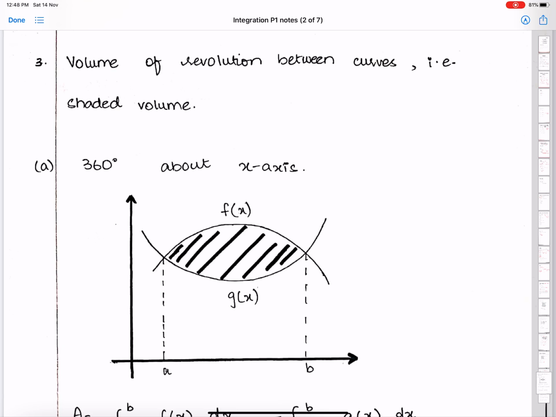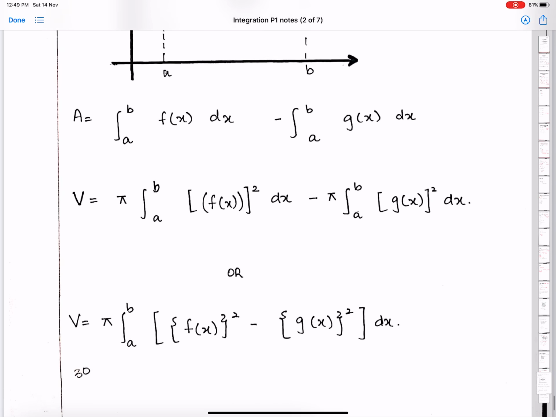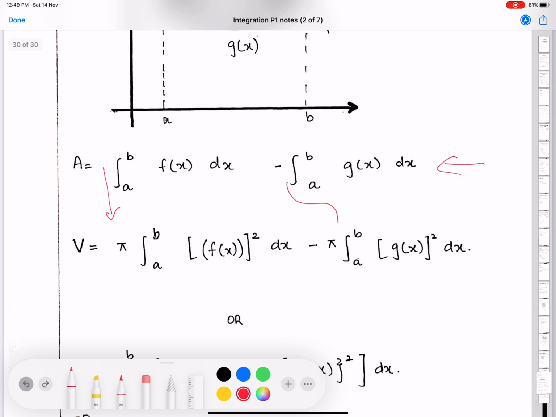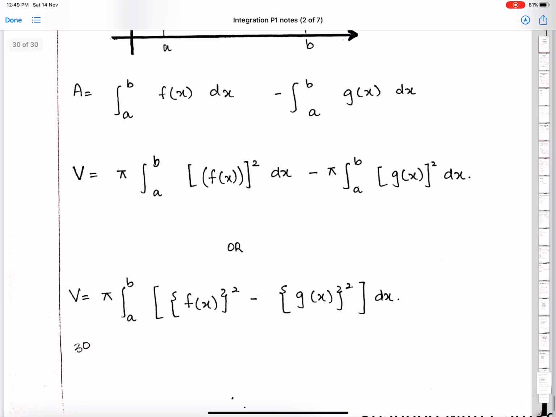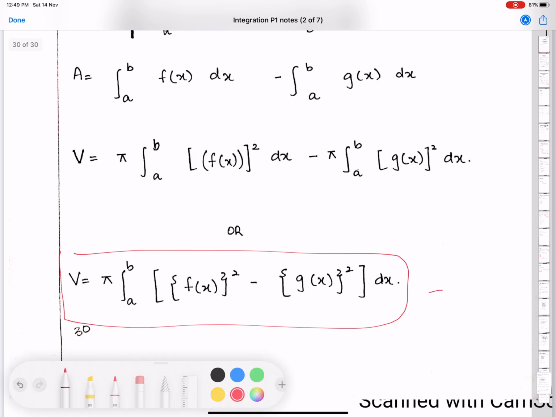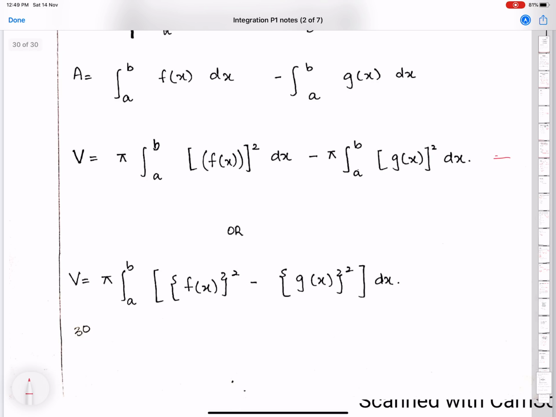Volume of revolution between two curves is very simple: upper curve minus lower curve. So this is the area formula. For volume, you just need to add pi here and change this power 1 to 2. It's better to integrate the curves separately, because if you use this formula, it could make the calculation complicated. And to use this formula, you must be good at algebra. Your algebra must be very good. To be on the safe side, try to use this formula.